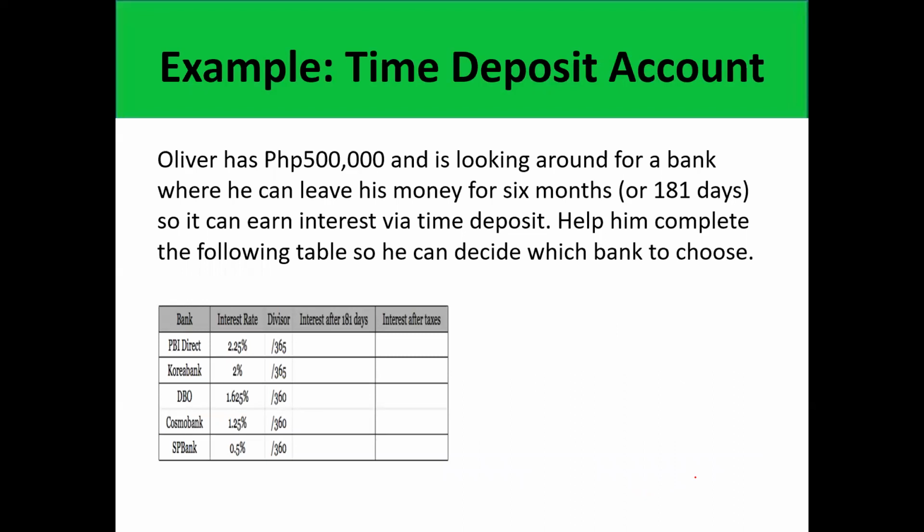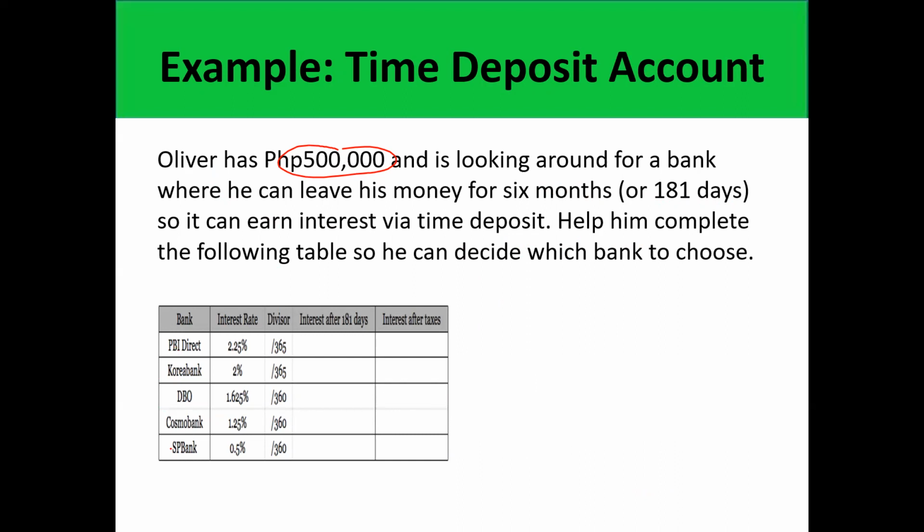So let's have an example for time deposit account. Let's say Oliver has 500,000 pesos and is looking around for a bank where he can leave his money for 6 months or 181 days. So it can earn interest via time deposit. Now let us help him complete the following table so he can decide which bank to choose.